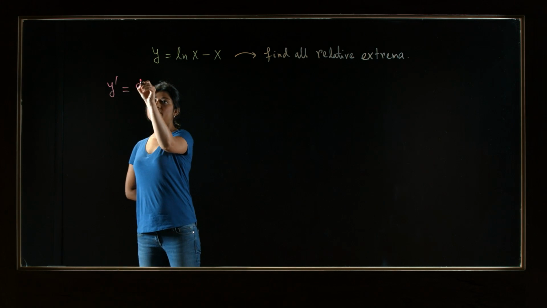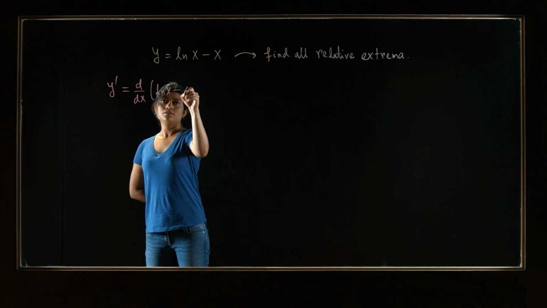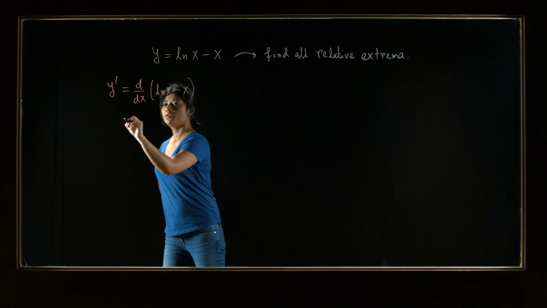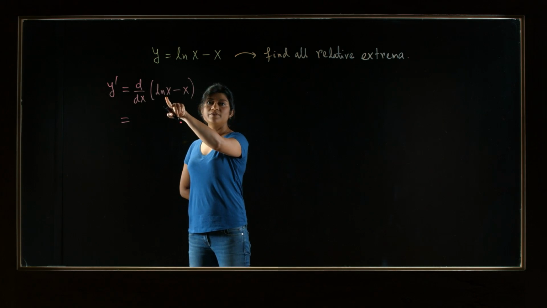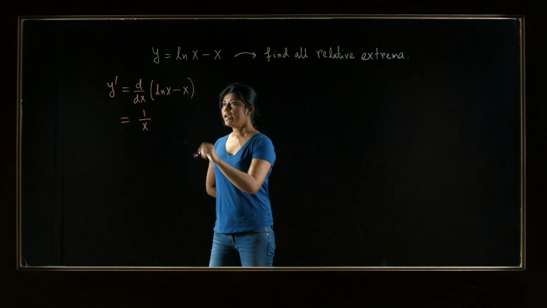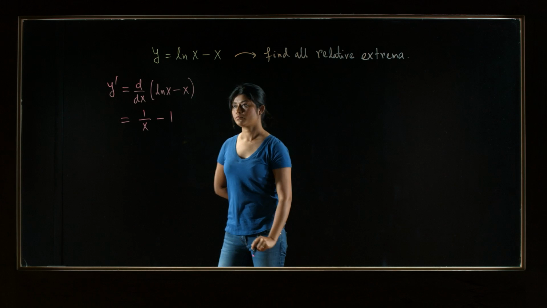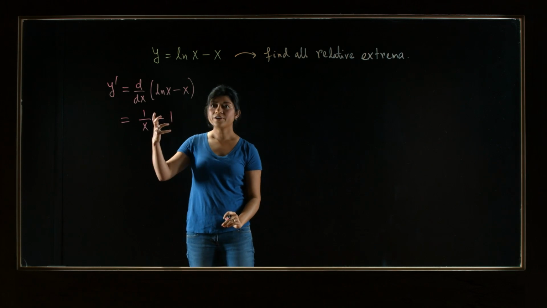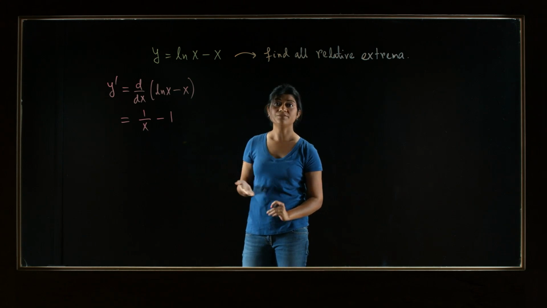And y prime is d/dx of the expression of the function ln of x minus x. Okay, so let's compute the derivative. What is the derivative of natural log of x? It's just 1 over x. And derivative of x is 1. So that's y prime. Now, we have to figure out where y prime is equal to 0 or undefined.